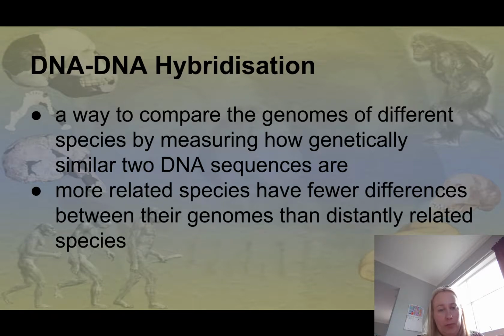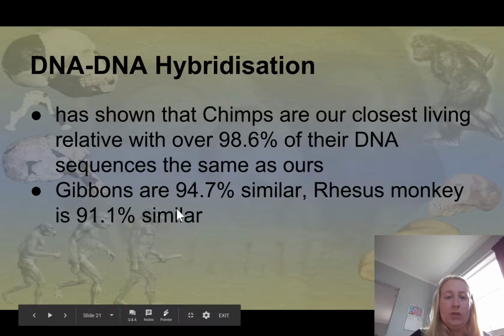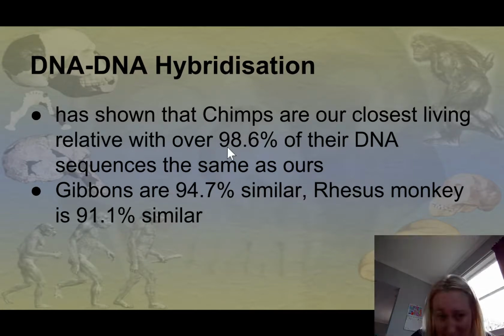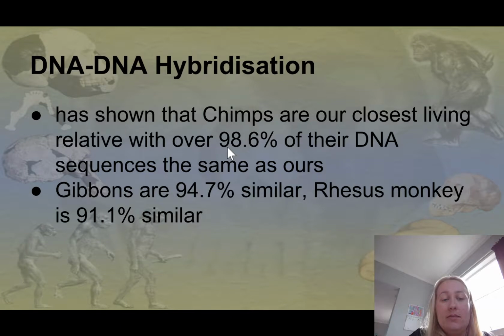DNA to DNA hybridization is one of the ways we found out how related we are to chimpanzees, and we're sitting at kind of like 98.2% similar. And saying that, I think we're kind of like 90-something% similar to a banana as well. So the more related species are, the fewer differences between their genomes there are than distantly related species. So hybridization has shown that chimpanzees are our closest living relatives with over 98.6% of their DNA sequences the same as ours.